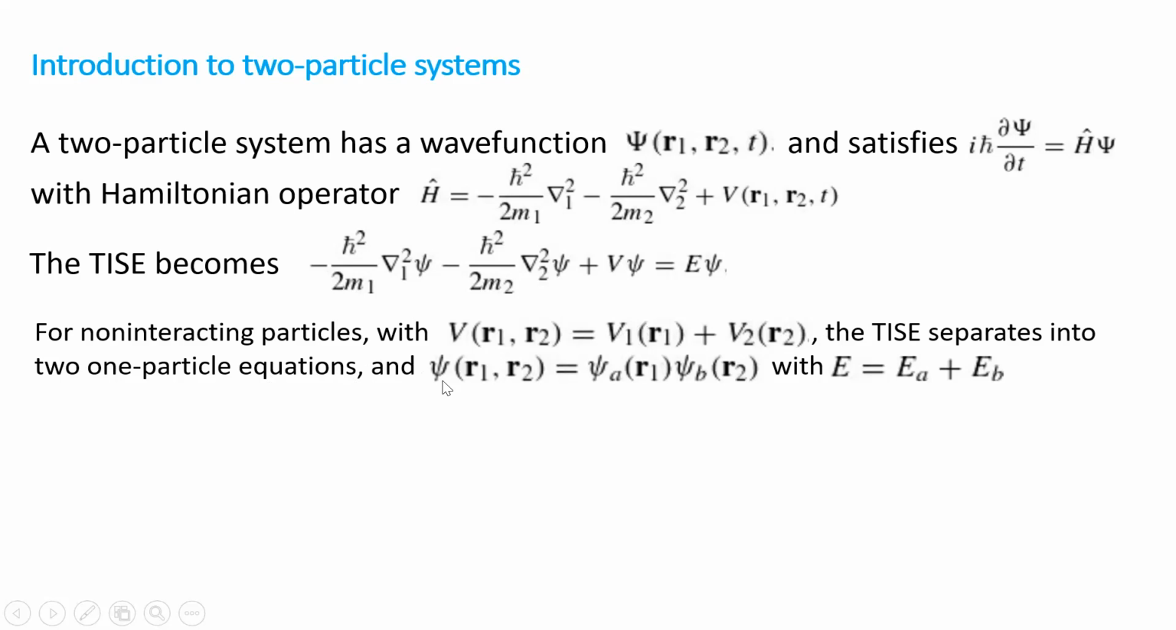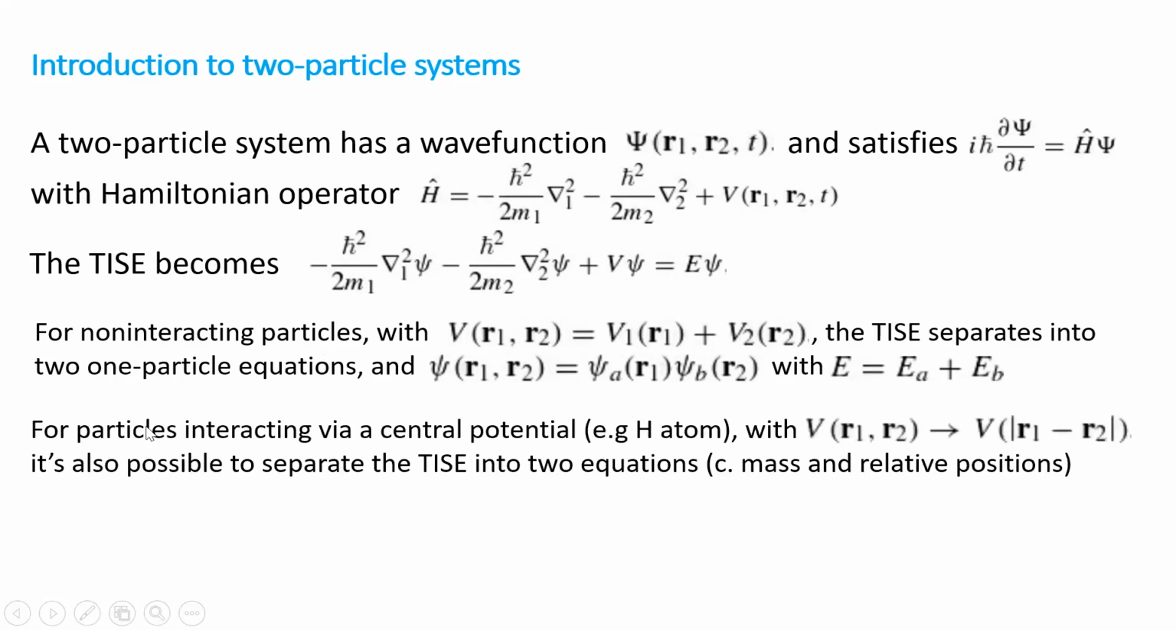And the combined wave function separates into two parts. A wave function psi A for the first particle and a wave function psi B for the second particle, which are just multiplied by each other to give the total wave function. And then the energy is just the separate energy of particle A and particle B added together. There's no interaction energy between them. So that's a situation we can handle, non-interacting particles.